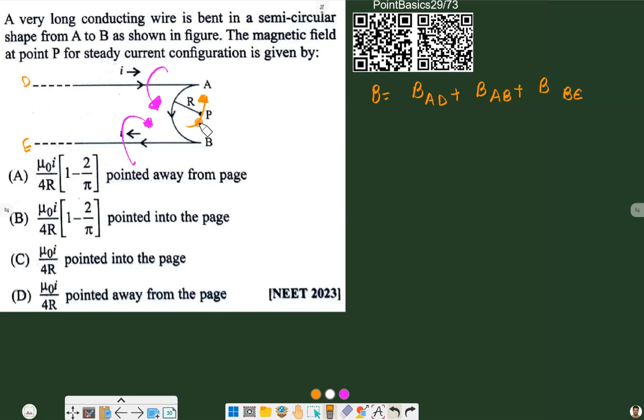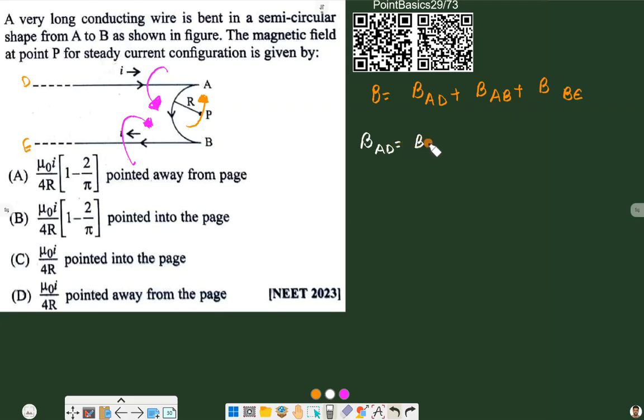If we take coming out of the page as positive, then these two fields will be negative, and due to the arc, the field will be positive, and due to these two conductors, the field will be negative. So let's find out the value due to the conductor. And as both of these conductors are identical, their fields will also be identical.